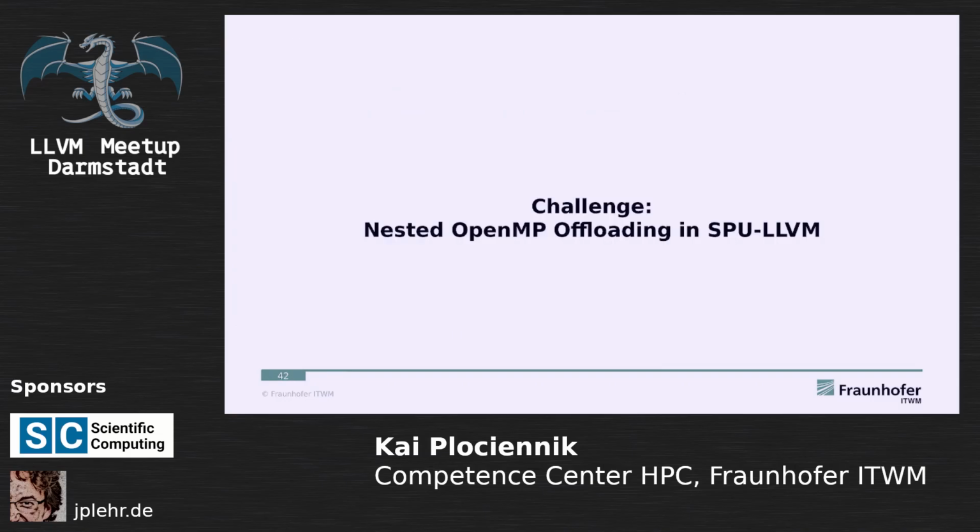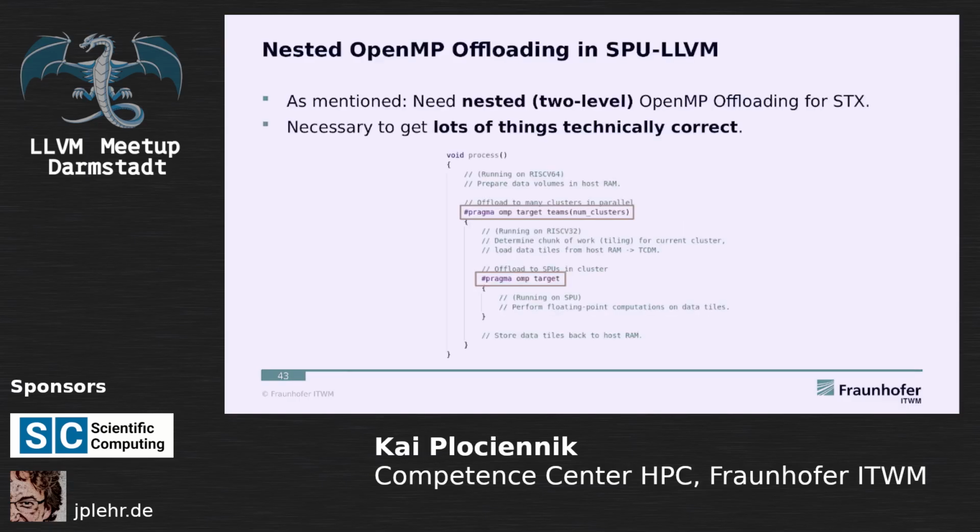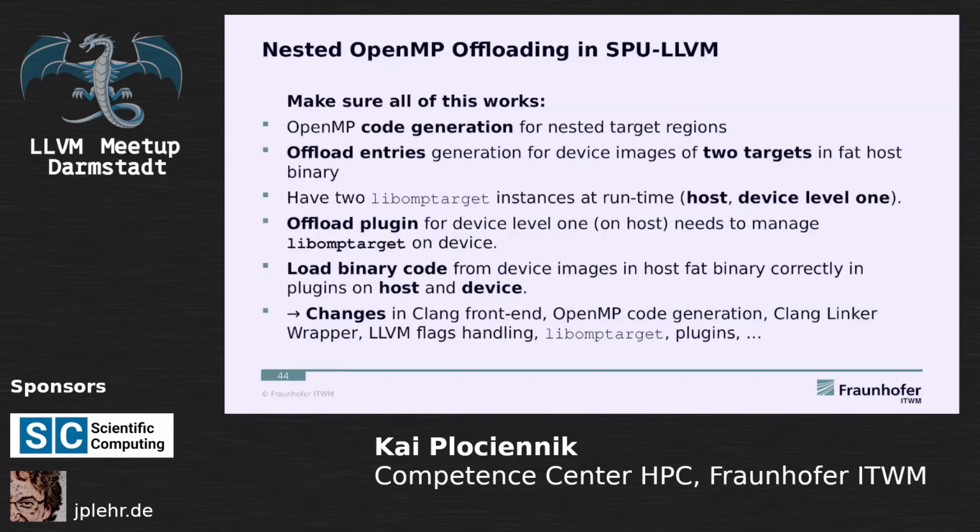And the second thing I want to show you is nested OpenMP Offloading. As I mentioned, we have nested or 2-level OpenMP Offloading for the STX. You offload from the host, which will be RISC-V 64 in the end, to a first-level device, which will be RISC-V 32, and then offload to the stencil processing unit. And you need to get lots of things technically correct in LLVM to make this work. You need to have correct OpenMP code generation for nested target regions. You need to generate offload entries for device images of 2 targets in the fat host binary.